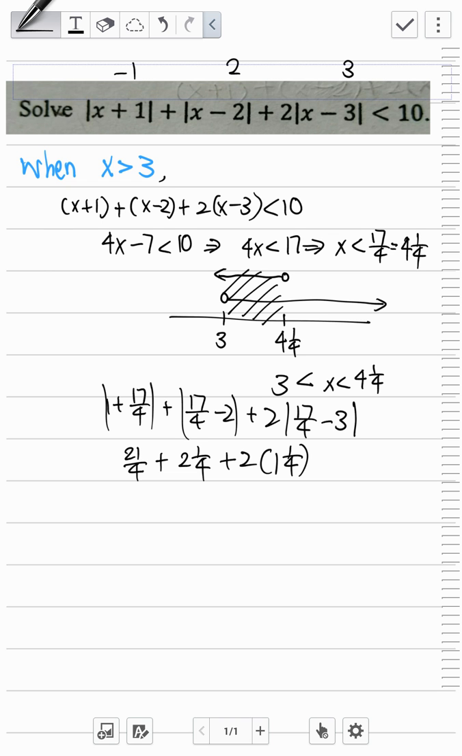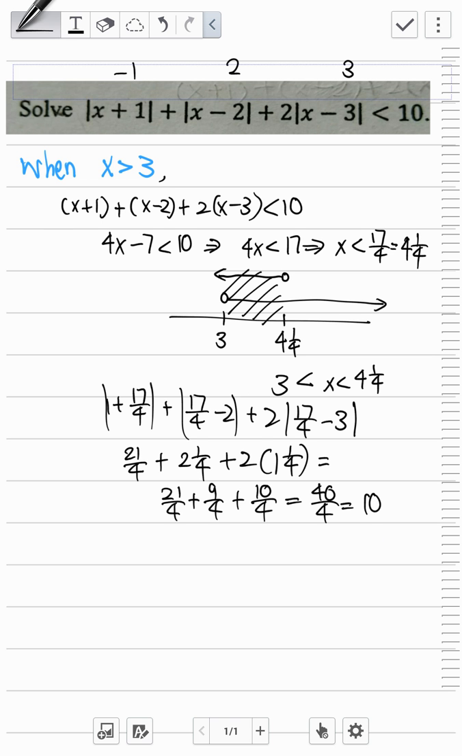The modulus doesn't matter because these are all positive numbers. So this gives me 21 over 4 plus 9 over 4 plus 10 over 4, which is 2 times 5 over 4. 19 plus 21 is 40 over 4. So this gives me exactly 10. If my x is 4 and 1 quarter, I get 10. But we don't want to be at 10. We want it smaller than 10.